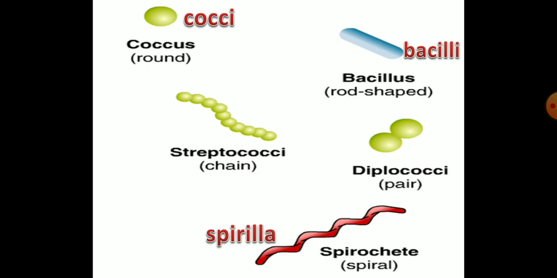If the coccus bacteria is found in a pair, then it is called diplococci. And if it is found in chain form, then it is called streptococci.